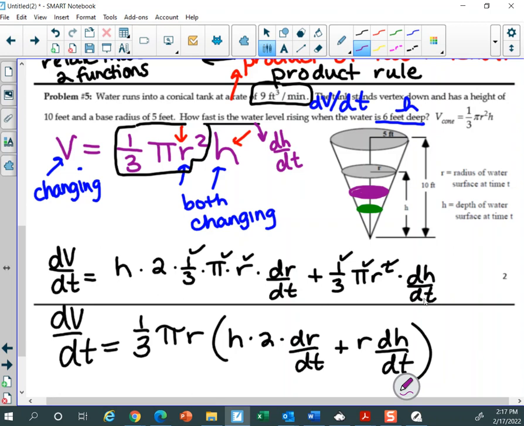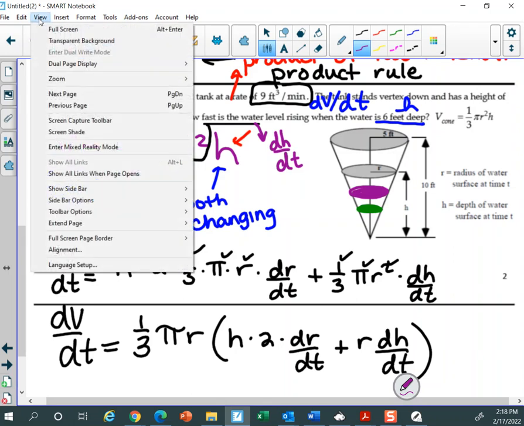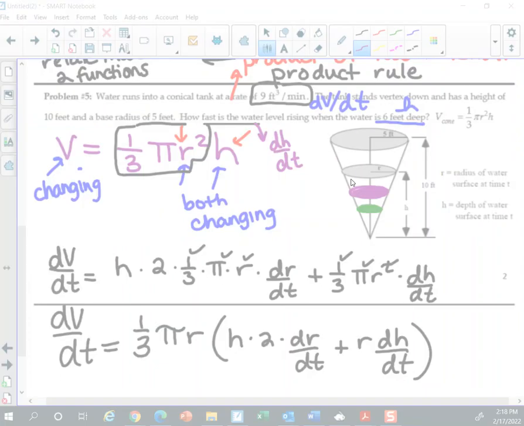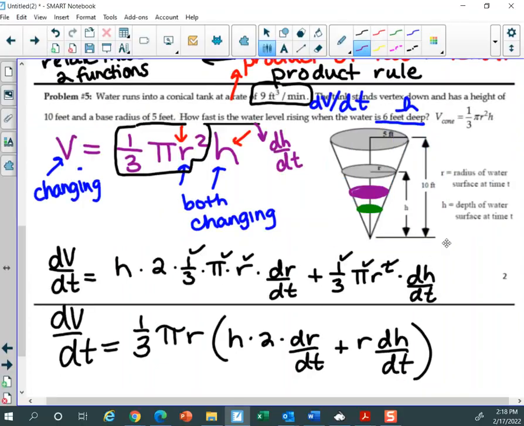If we try to do this with a product rule, that's great, but I don't have an R. I don't have a specific R for 6, and I don't have a dr/dt. So how in the world are we ever going to get through this problem? No fear. There's a friend right around the corner to help us.